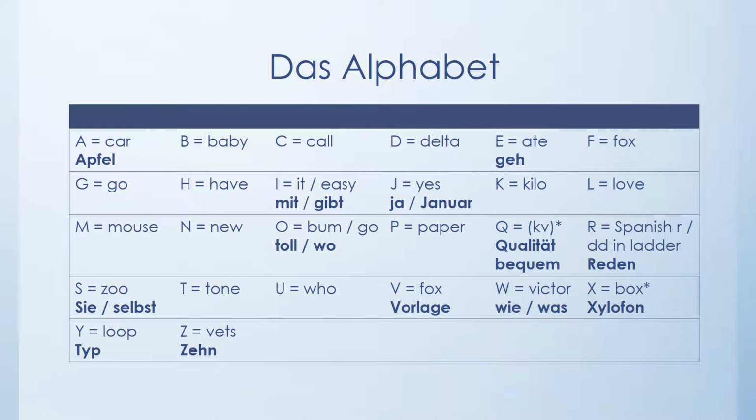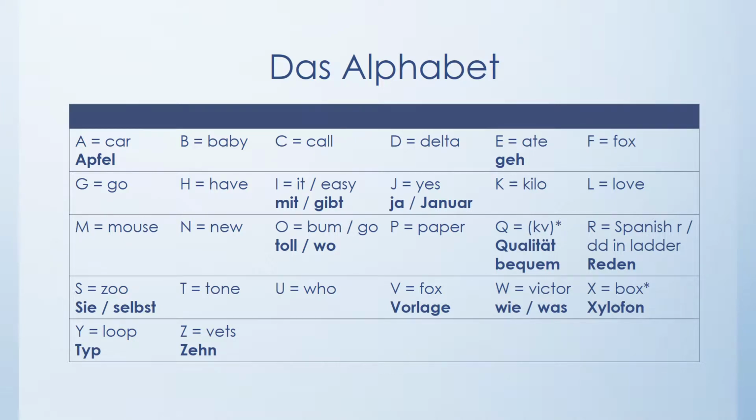Ka is pronounced like kilo. L is pronounced like love. M like mouse. N like new. O has a short sound and a long sound. The short O almost sounds like the U in bum, and the long O is like go. So for instance, toll and wo are two different sounds.